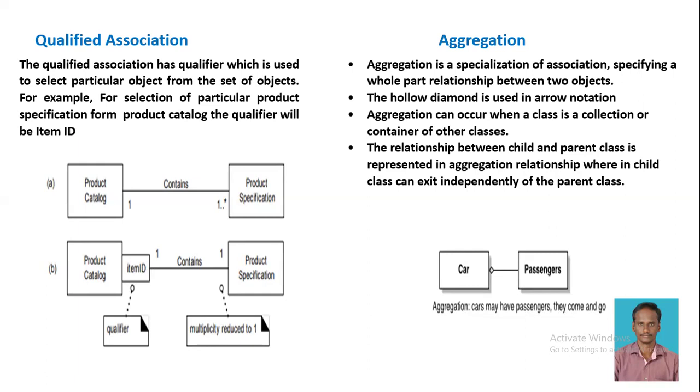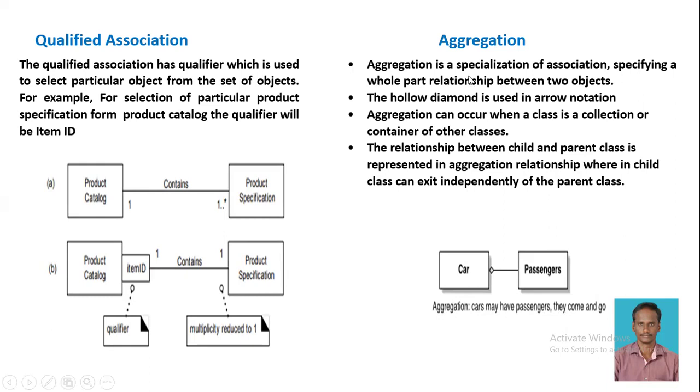But in the second diagram, we have only one. We have one product catalog. In that catalog, we are searching for one item ID. That one item ID can have only one product specification. That's why on both sides it can have only one. It is a one-to-one connectivity.